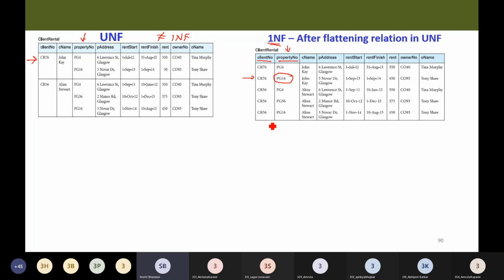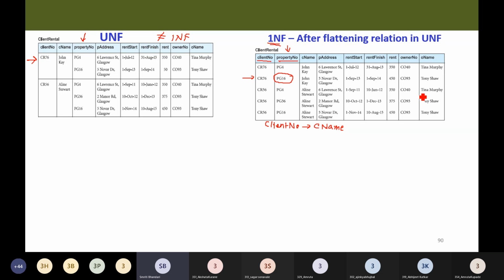So we are having here the dependency: client number determines C name, which is a partial dependency. Is there any other partial dependency in this relation? Yes, ma'am. Which is that? Property address, rent, owner number, owner name is dependent on the property number.